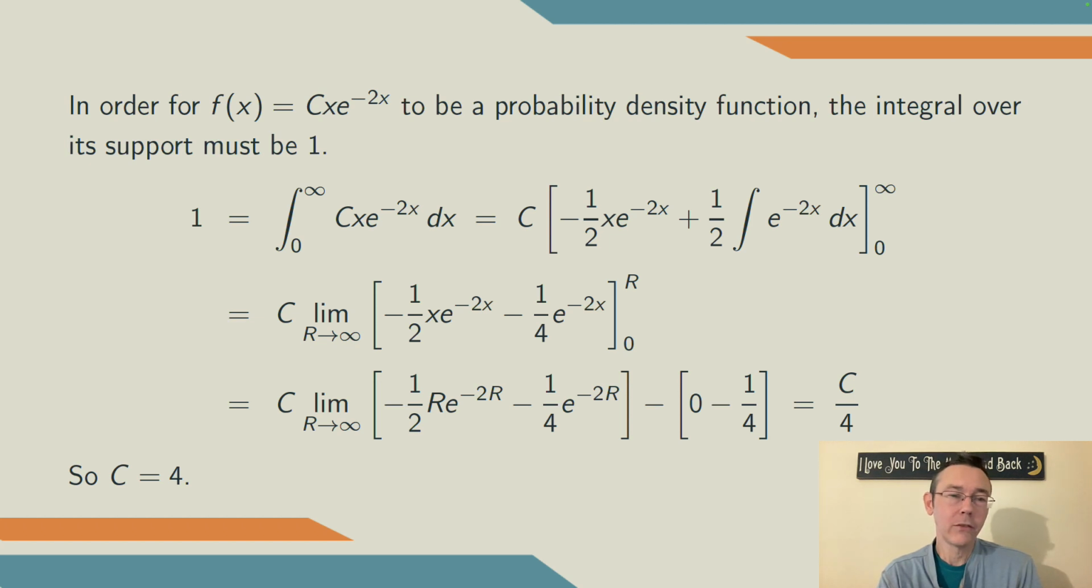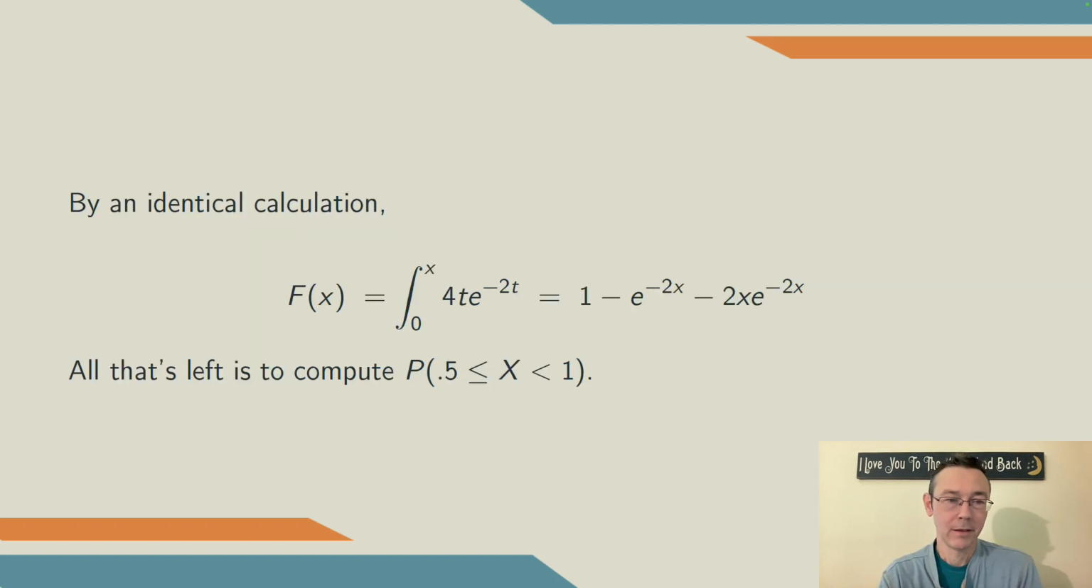So in order for this to be a legitimate probability density function, it has to integrate to 1 when we integrate over the support. So I'm going to integrate that from 0 to infinity. This is an improper integral, so I do it with a limit, and I use integration by parts. I won't talk too much about this calculus here. The result ends up being c over 4. And since 1 equals c over 4, c has to equal 4.